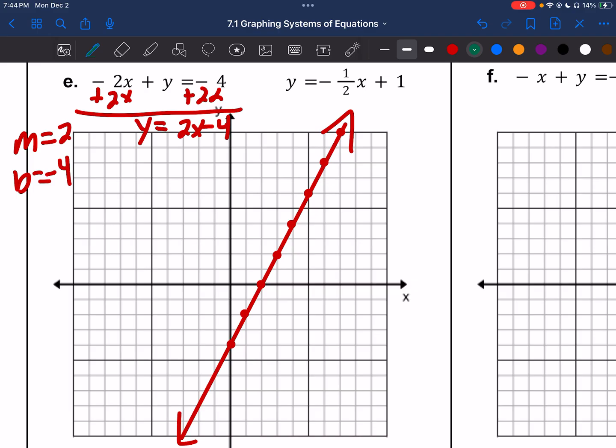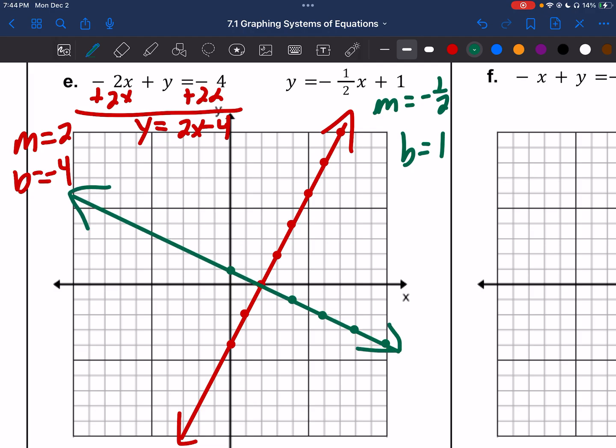All right, now my second equation, I have a slope of negative 1/2, and I have a b value of 1. So we're starting at positive 1. We're going down 1 and to the right 2, down 1 and to the right 2 with each step that we take. That takes us to the edge of the grid. And now we can draw in our line. Okay. And we see that our intersection point is right there, and the point is 2, 0.